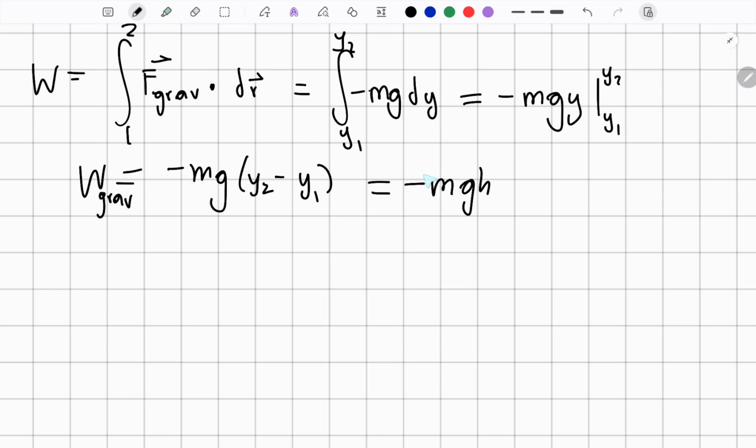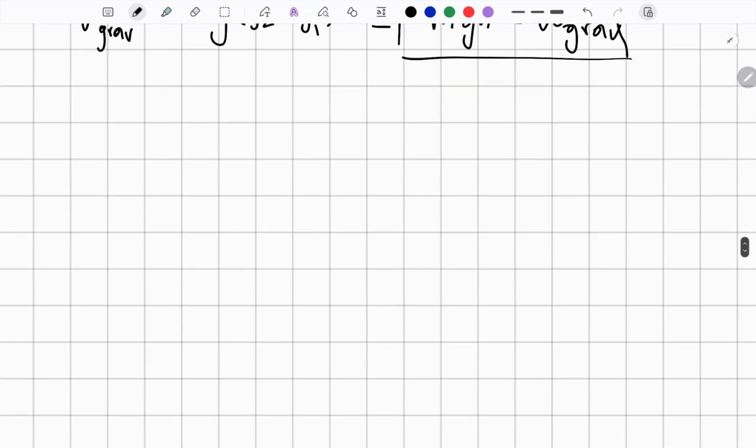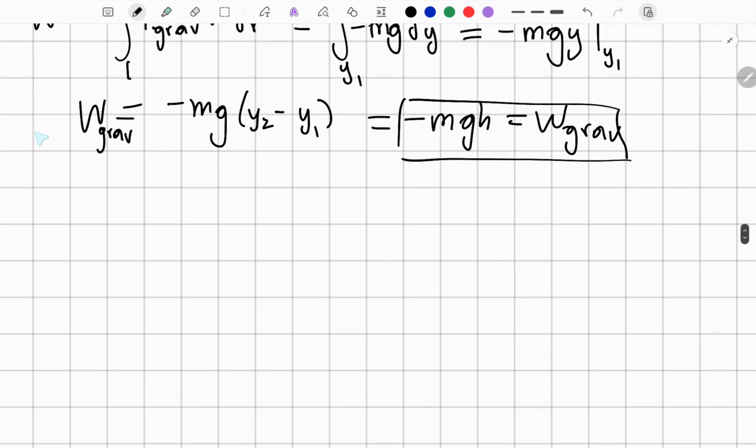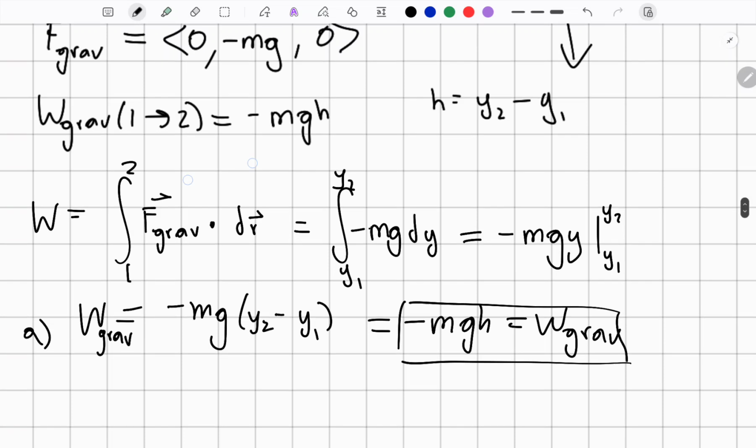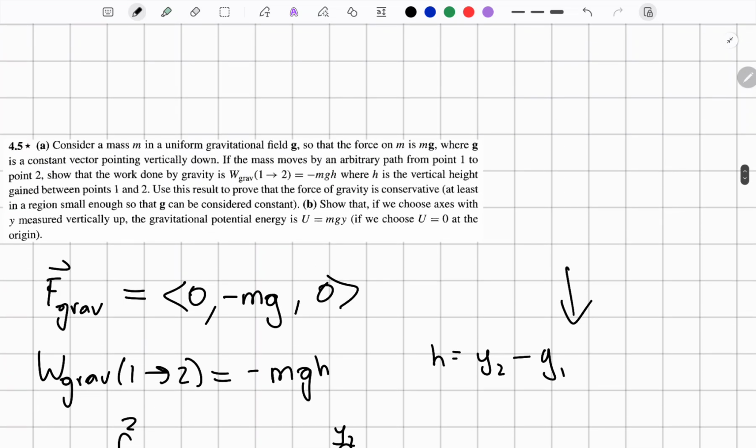So we've proven and shown that negative mgh is the work done by gravity. So that's part A. Now we'll move on to part B.